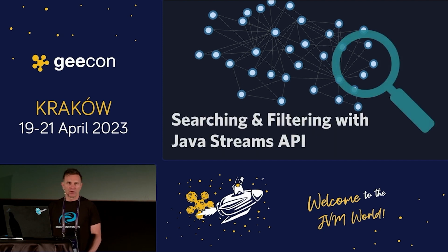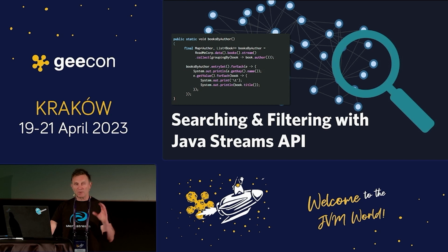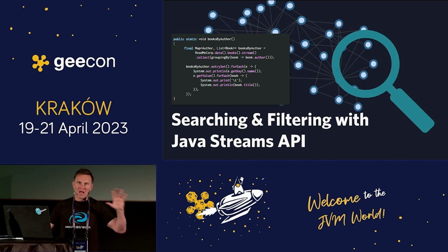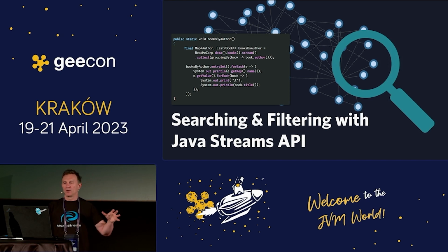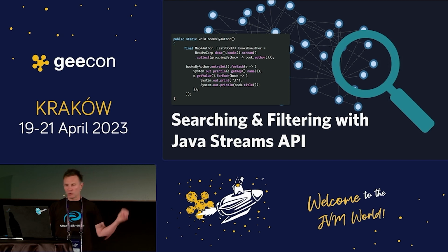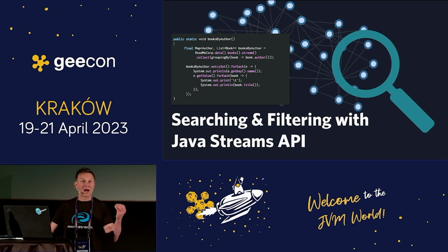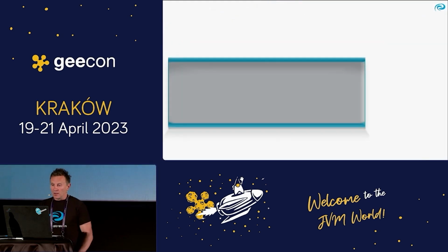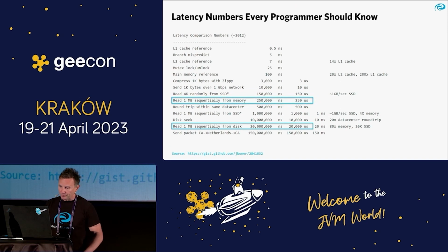What about searching? With the Java Streams API, we are now able to search and filter Java object graphs in memory in microseconds. Even if you have terabytes of data in memory and a complex object graph structure, it will be searched and filtered in microseconds, up to 1000x faster than a comparable JPA query. Here are some numbers.